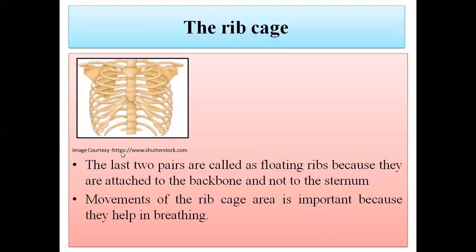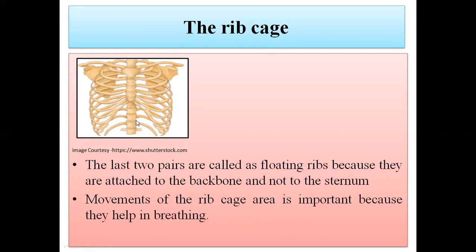The rib cage, see here, children, you can see here a very beautifully arranged rib cage. And you can see here these ribs, they are not attached to the sternum and they are called floating ribs. The last two pairs are called floating ribs because they are attached to the backbone and not to the sternum. So this particular part is the sternum and this backside portion is called the backbone. And as these pairs of ribs are not attached here to the sternum, they are called floating ribs.